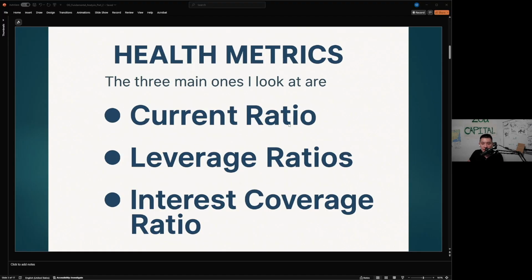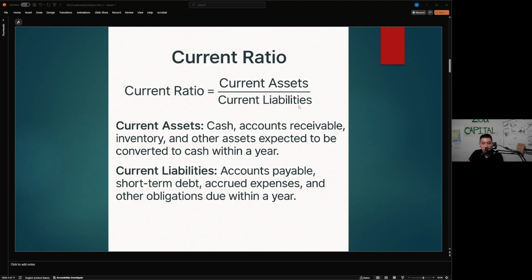For health metrics, the 3 main ones that I look at are current ratio, there's a few leverage ratios, and interest coverage ratio. The current ratio basically measures a company's ability to pay its short-term obligations, those that are due within 12 months, using its short-term assets. The formula is current assets divided by current liability.